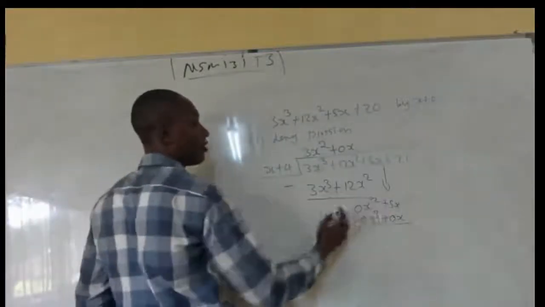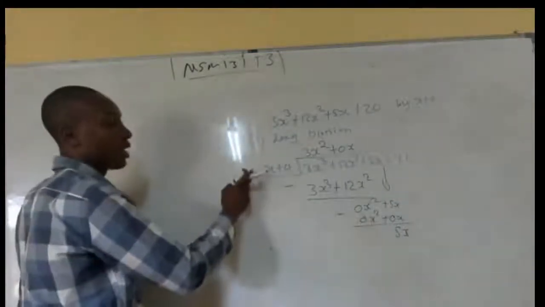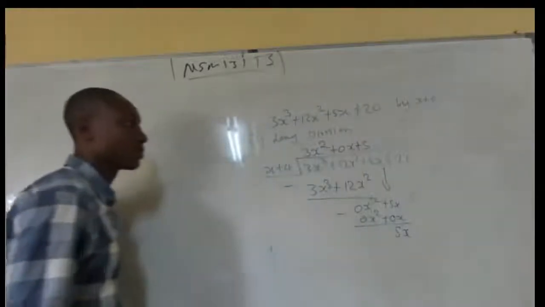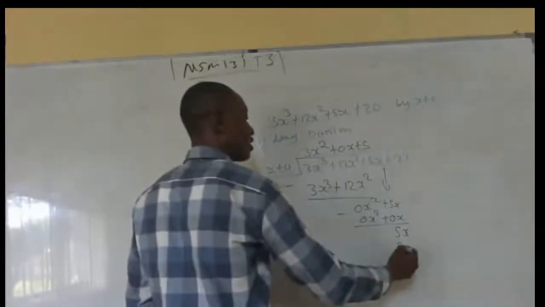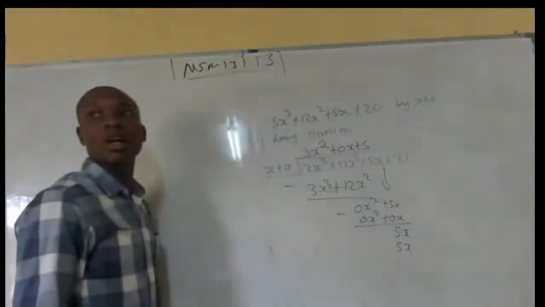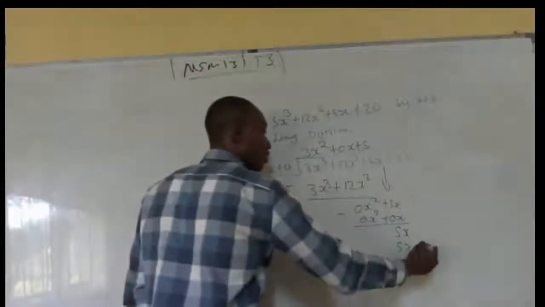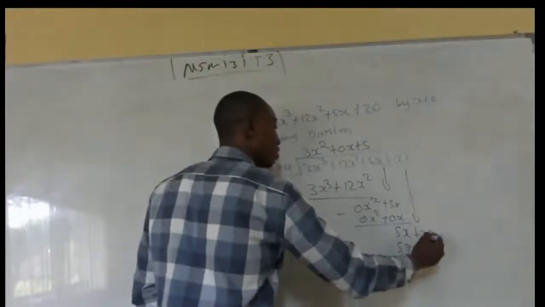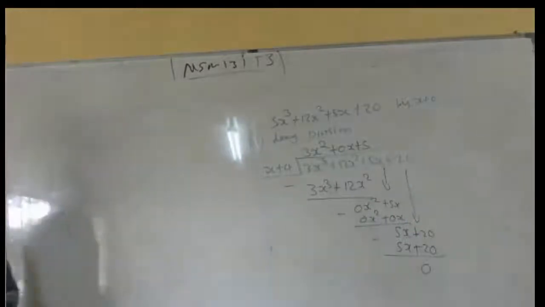Subtraction, 5 minus 0 is 5x. Alright, so x into 5x is 5. Okay, then what is 5 times x? 5 times x is 5x. We have that. Then what is 5 times 4? 5 times 4 is 20. Then bring down the 20. When you subtract, this is 0. Okay? So that is that. So that's how you find that.